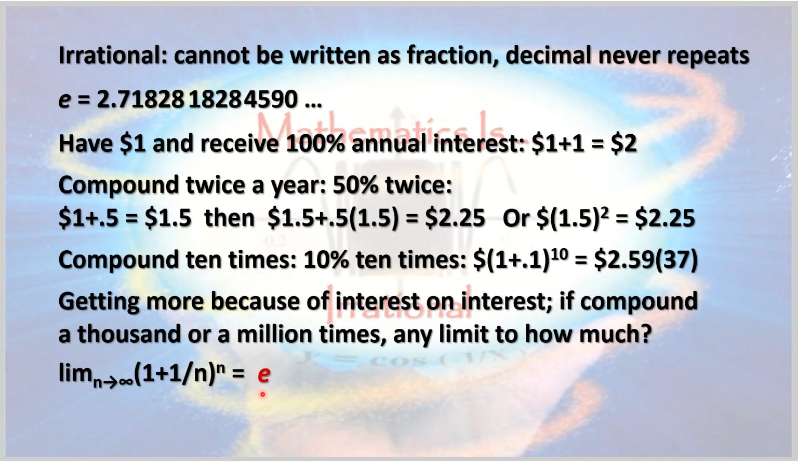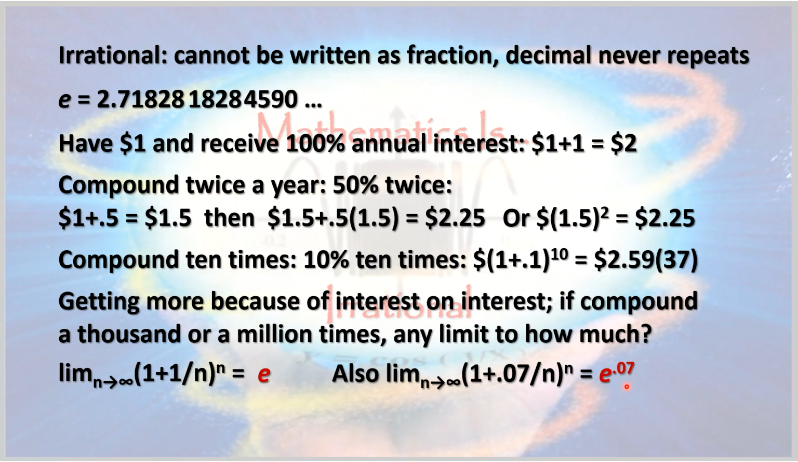A remarkable fact lets us easily compute other percentages. If we're getting a more realistic 7%, then continuous compounding for a year gives us the limit of (1 plus 0.07, 7%, divided by n) to the n, and that's the same as e to the 0.07. Amazing. So the function e to the x, where x can be the percentage, gives us an easy way to find the amount of money resulting from continuous compounding.